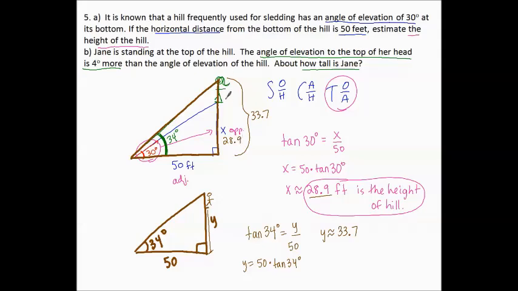We have to find out how much just this length is from here to here. So all the way is 33.7. This part is 28.9. So Jane's height we get by subtracting 33.7 minus 28.9. And we'll figure out what that is. 4.8. Jane's height is 4.8 feet. And there we have it. Wasn't that fun?